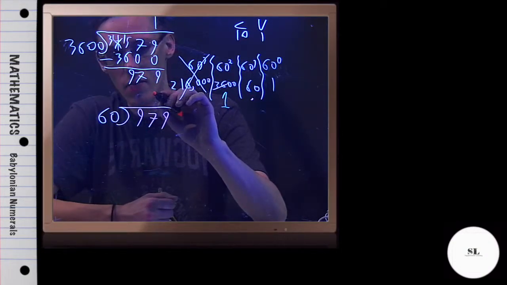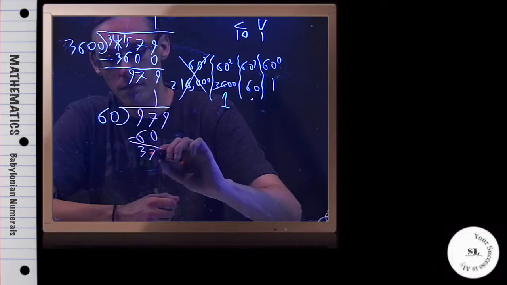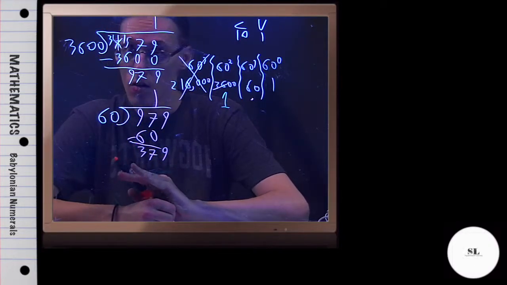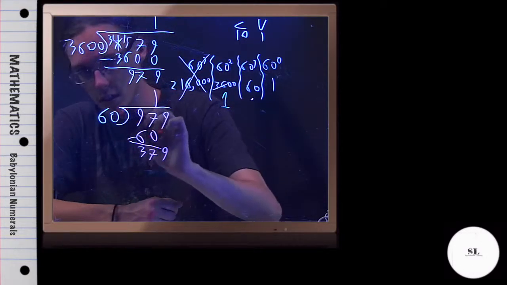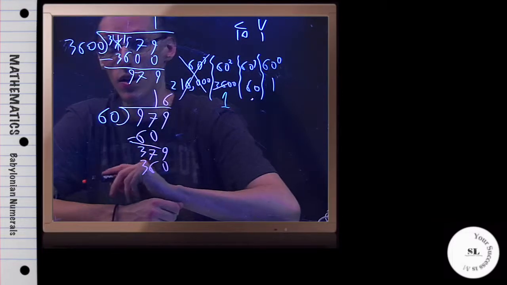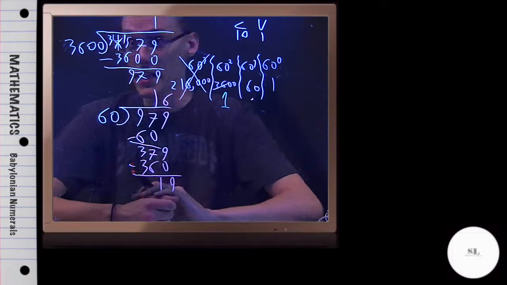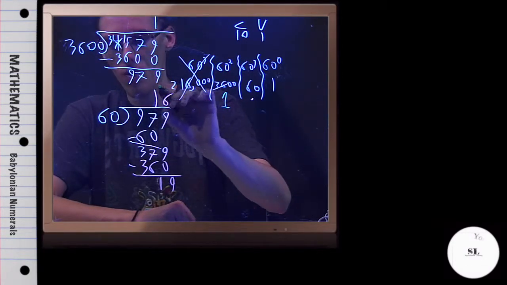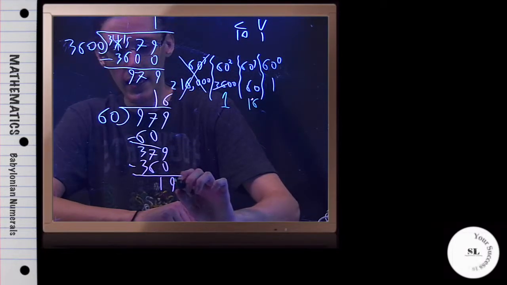60 goes into 97 once. So I get 60, and if I subtract this, I get a 37. Bring down the 9. So 60 into 379. Well, I know that 6 times 6 would be 36, so 6 times 60 would be 360. 36 with a 0 stuck on the end. Now if I subtract this, I'm winding up with 19. So I'll make a note of that right now. I need 16 groups, because that's my result, that's my quotient up here, of 60. And then I need 19.